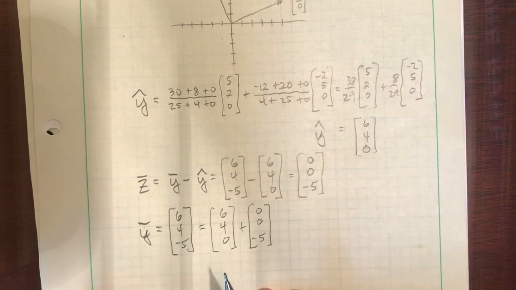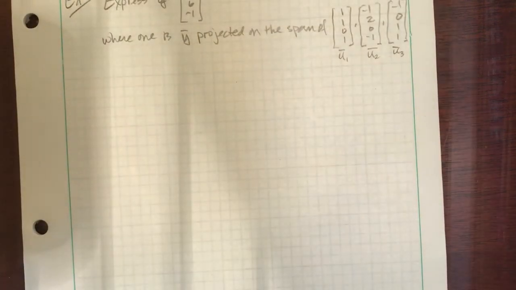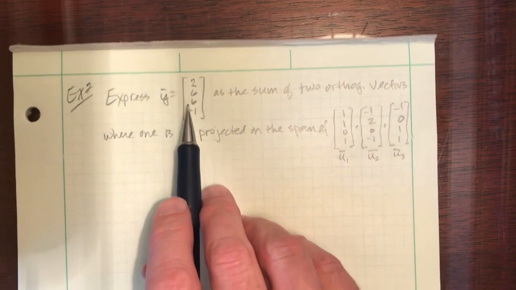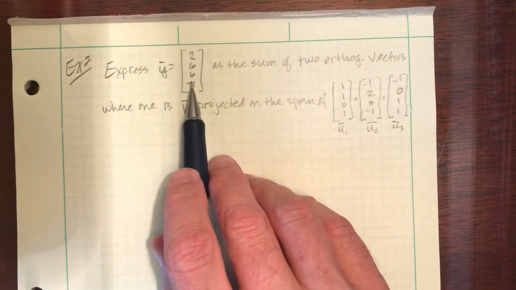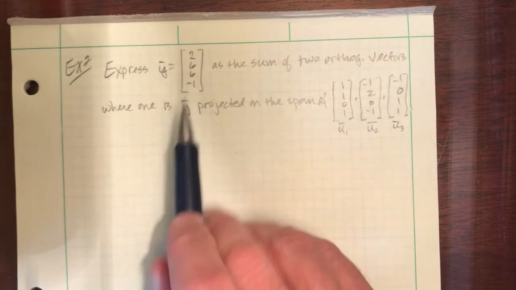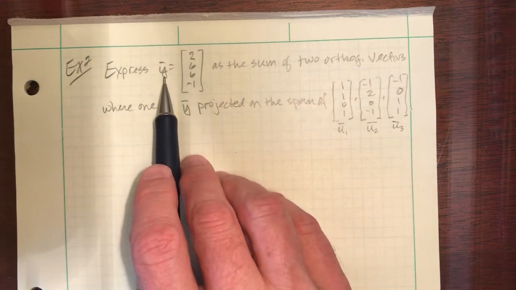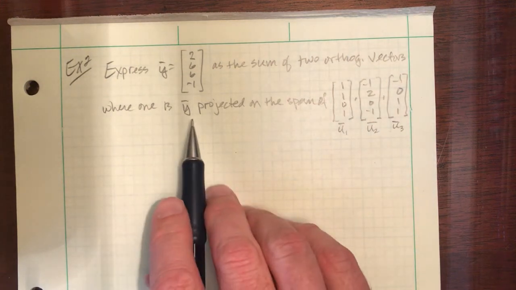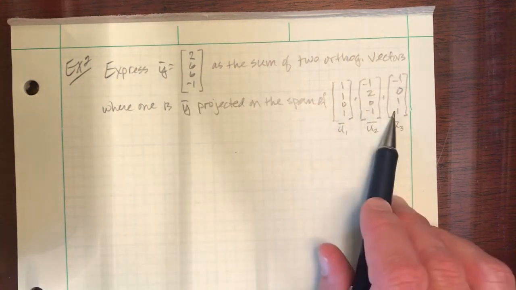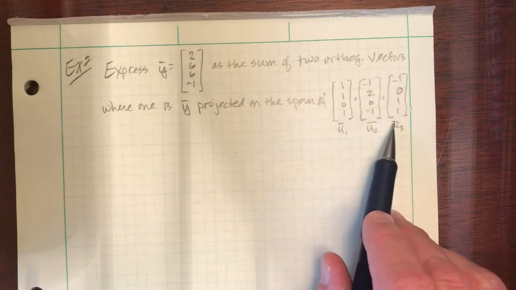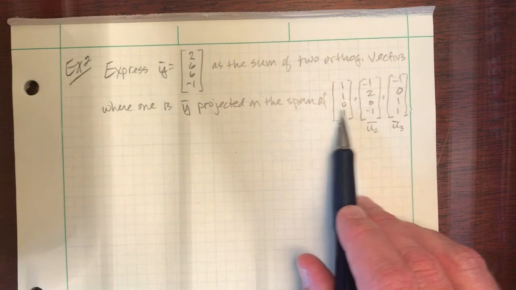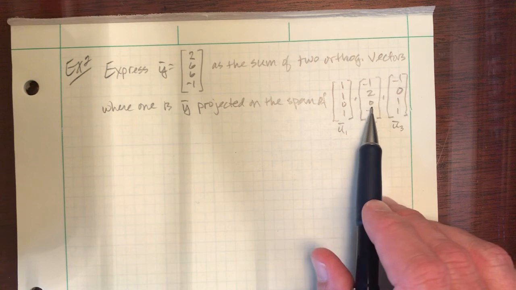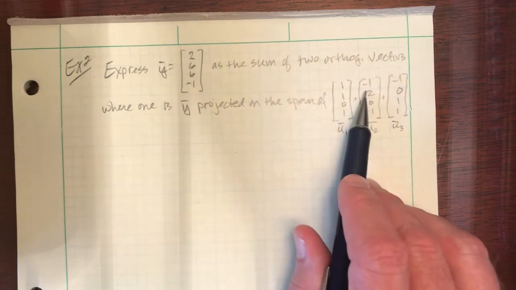So let's look at a second example. This one is very difficult to imagine or to draw out. We're in R4, so we just have to move to technique. Again, what this is asking ultimately is let's express this vector as the sum of two orthogonal vectors. And so this is being projected onto the span of these three. Again, I can't even tell you what this looks like. We're in R4, so we can kind of imagine this as a hyperplane through the origin in some four-dimensional space. And we're just projecting this onto that plane.